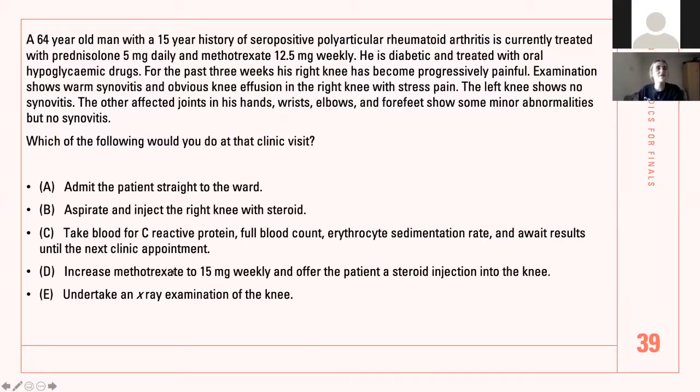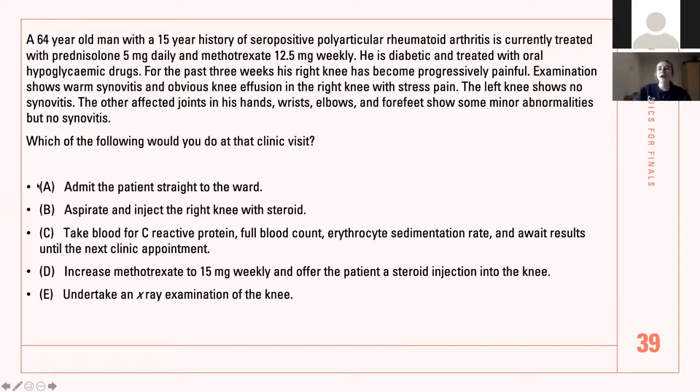I think this was taken from a Liverpool past paper question. So yeah, I found this question in, I think, can't remember what year it was, but I'll go on to the answers.